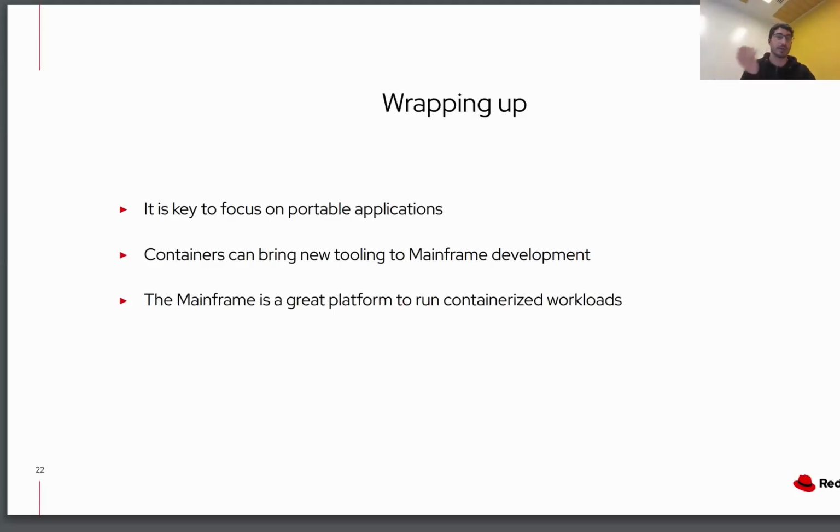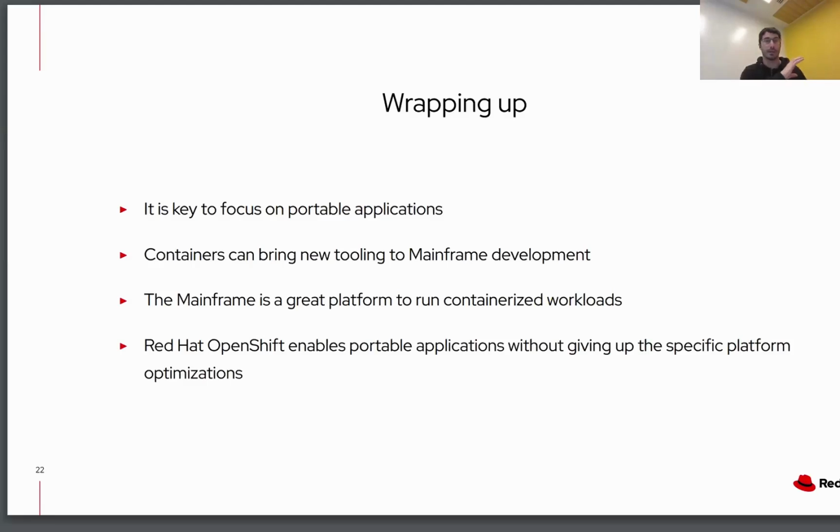At the same time, mainframes are great platforms to run containers because they provide that additional HA, DR, and guarantees that are very important, but also the data gravity part, the high performance, very specialized hardware, and so on. And OpenShift enables portable applications without giving up all those characteristics that are very typical of the mainframe and the reason why so many applications need to run on mainframes.